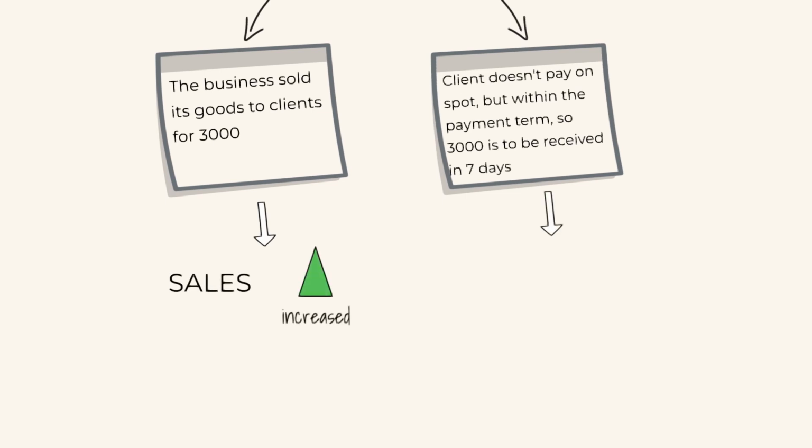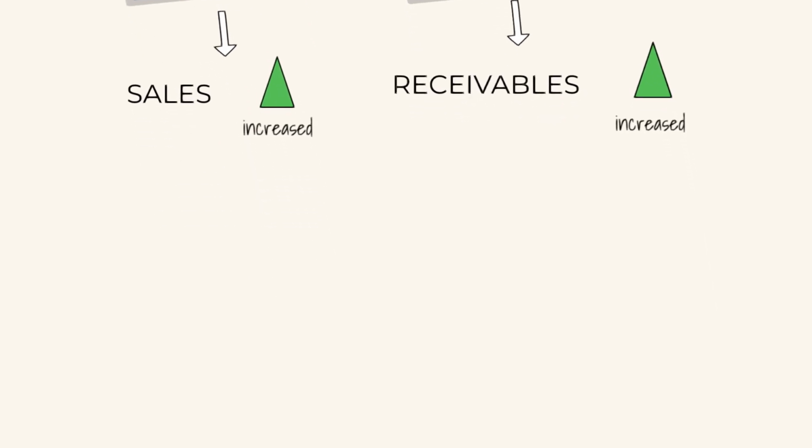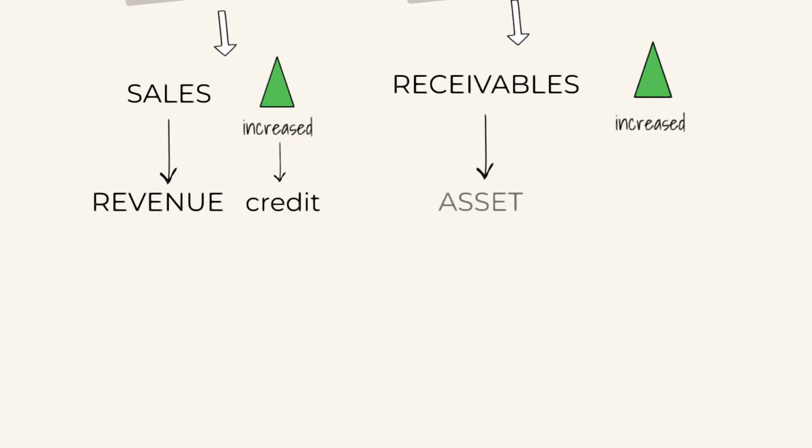That is called in accounting terms receivables. Therefore, the receivables increased by $3,000. What we have here is that the sales revenue increased by $3,000. The sales is a revenue account. An increase on a revenue account is a credit. Therefore, we need to credit the sales account with $3,000. So the receivables increased by $3,000. The receivables is an asset account. The increase on an asset account is debit. Therefore, we need to debit the accounts receivables account for $3,000.